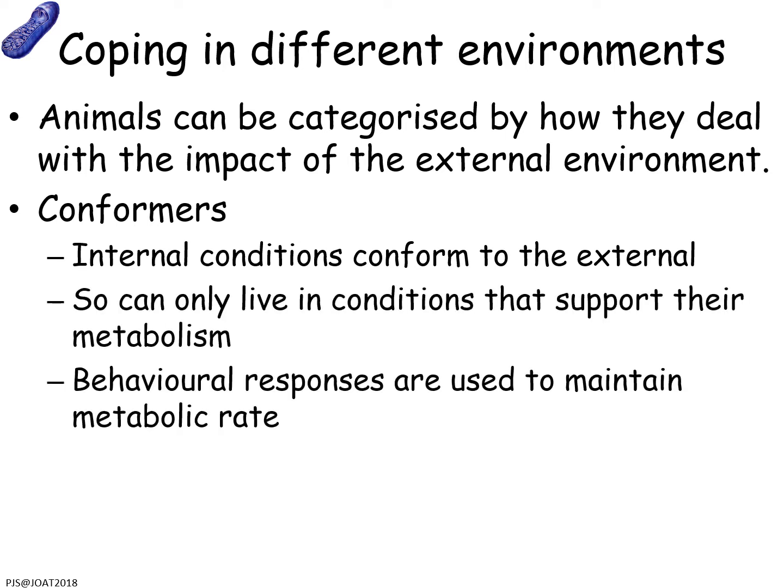There is a problem with that, because it means they can only live in conditions that support the level of metabolism required. If, for example, you need 20 degrees C to give you all of your enzymes functioning at the level which keeps you functioning, then anything below 20 degrees is not an option. They can only live at 20 degrees or higher, and there'll be an upper end that they can't go past as well. So it tends to narrow the range that they can deal with. They will also use behavioural responses to deal with metabolic rate, and I'll deal with that a little bit further on.